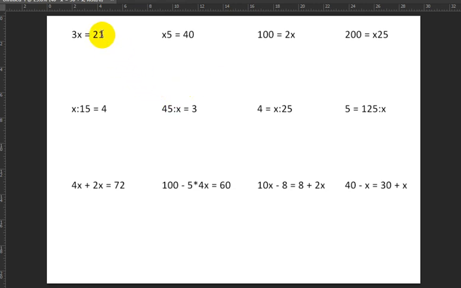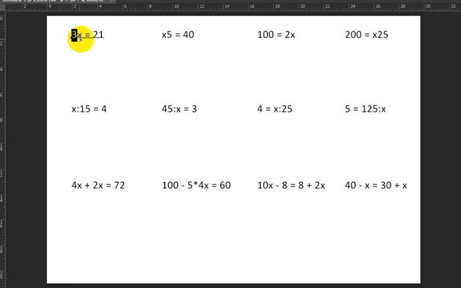Hello everyone, in today's video we will be continuing our work on equations. We will be looking at multiplication, division, and then combinations of previous, basically the four basic operations.